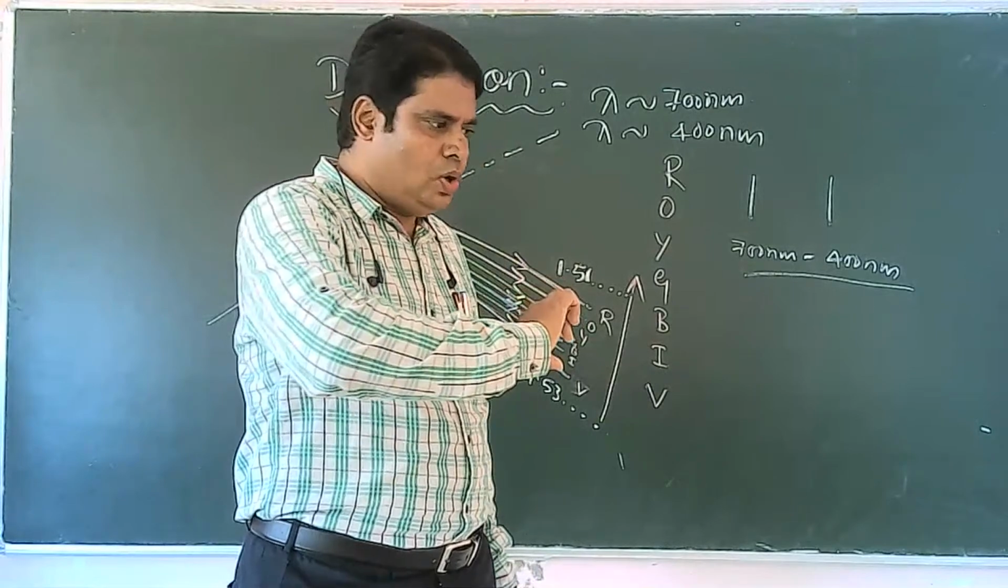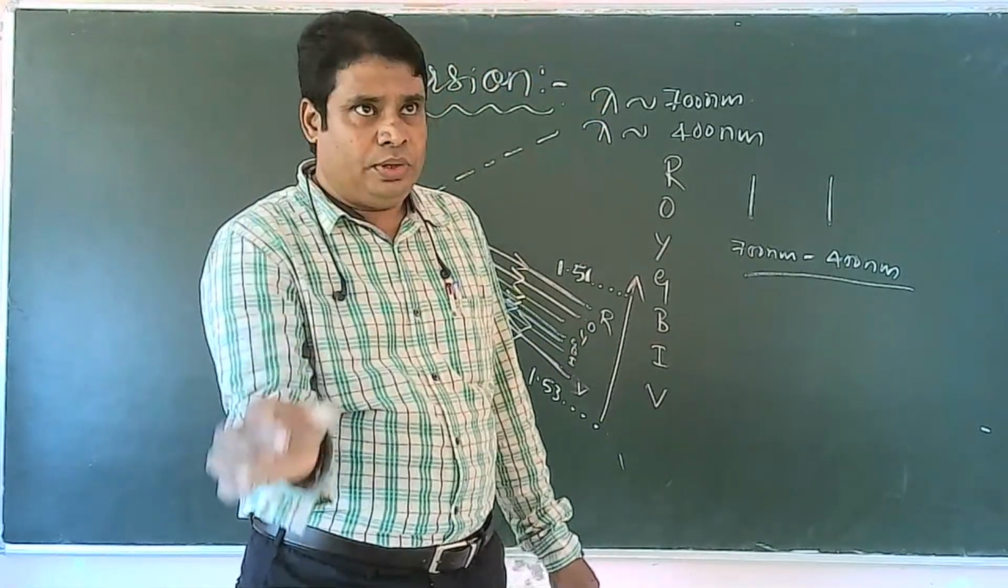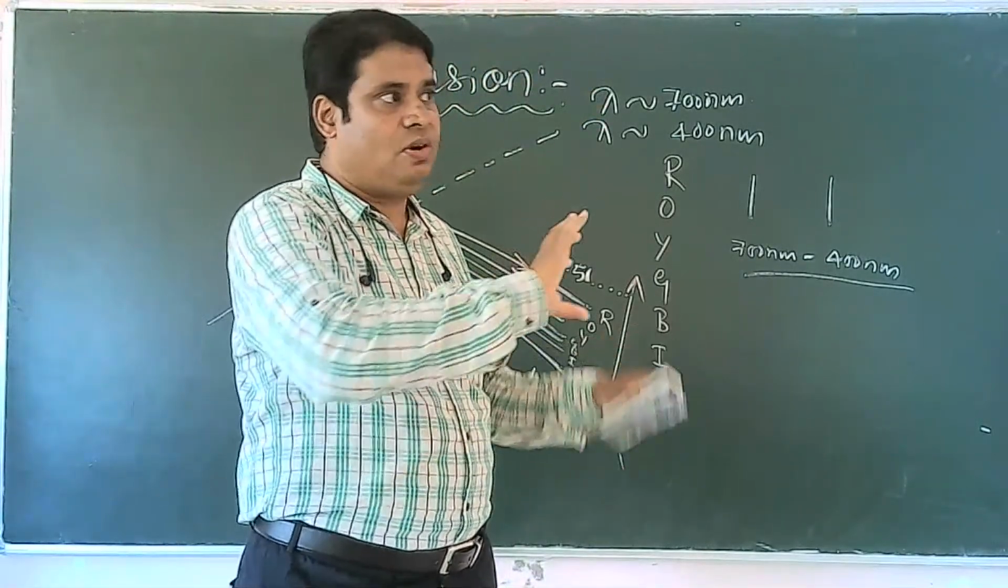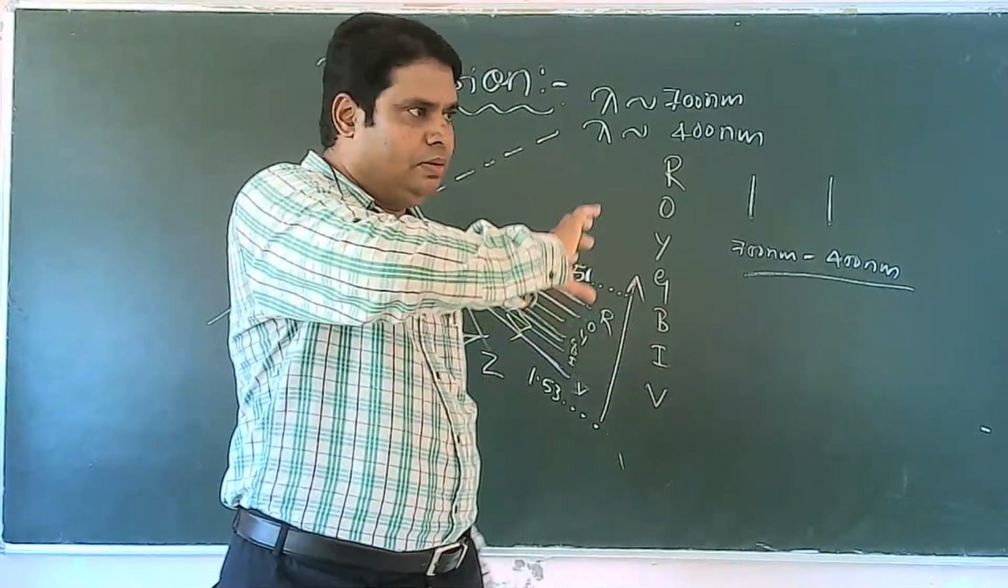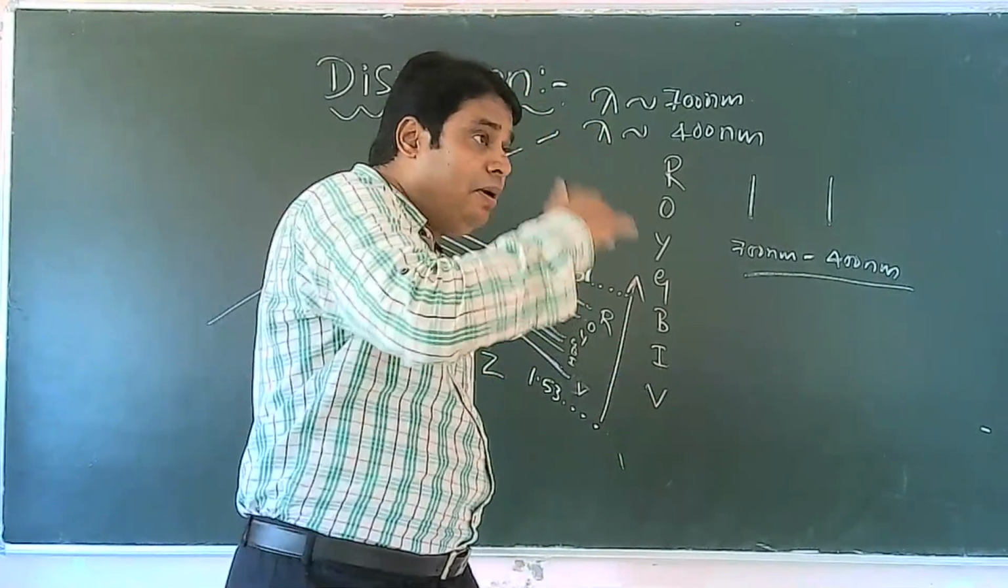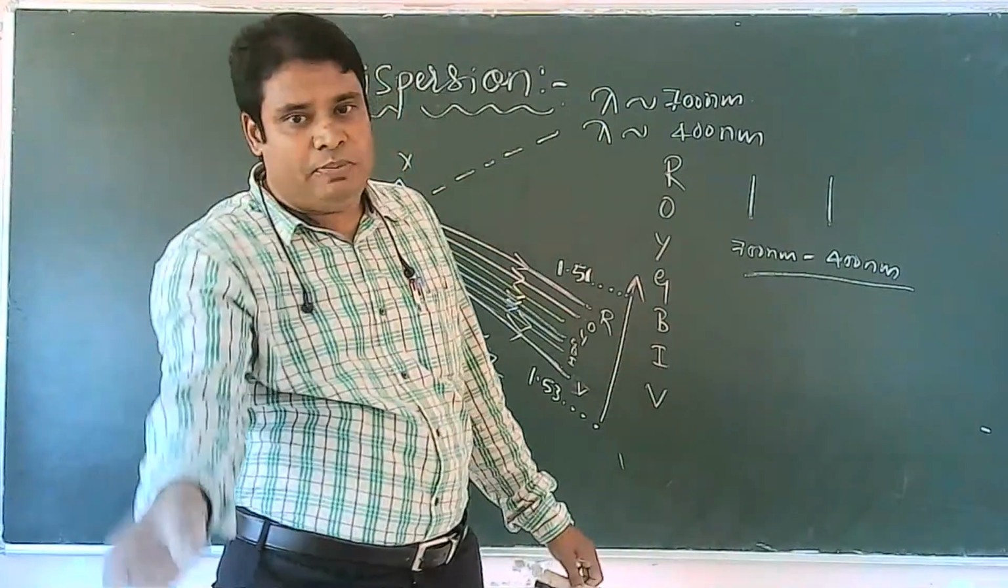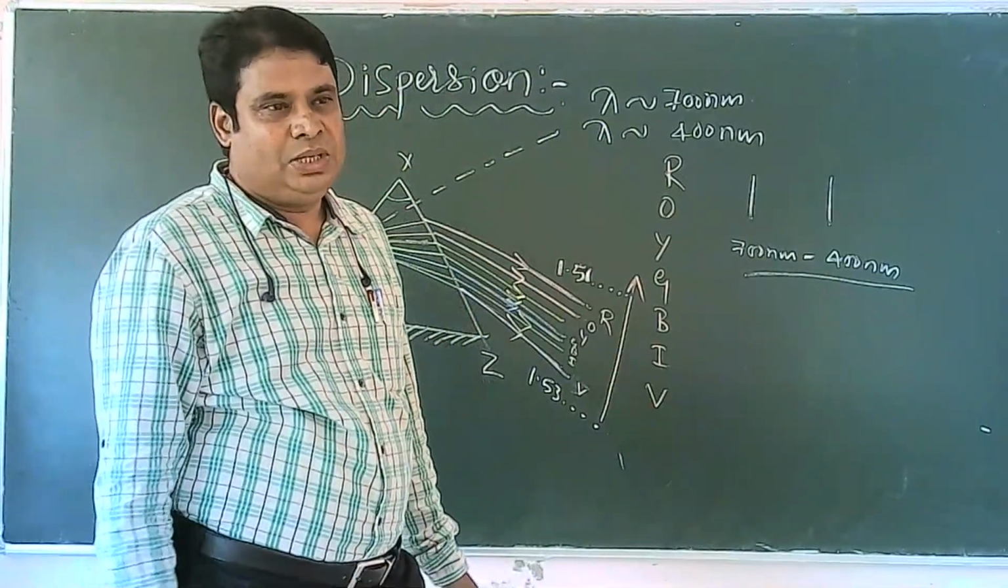Rarely we observe this. One rainbow is very strong in nature, I mean to say very dark, and above that rainbow we observe one more rainbow which is very faint.